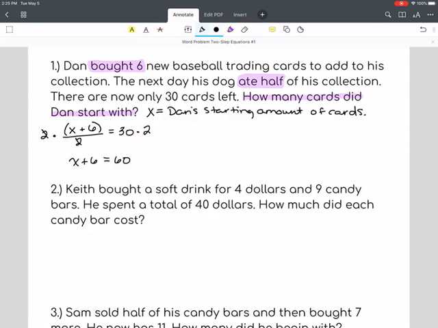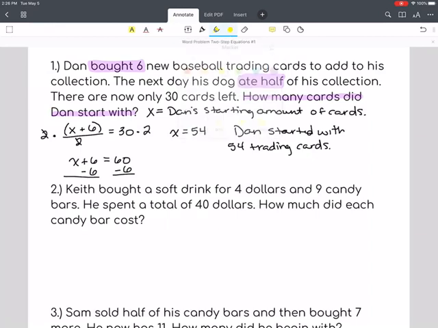So then you only have one more step before X is by itself, before it's isolated. I have plus 6. The inverse of plus 6 is to subtract 6. So when you do that, you end up with X equals 54. So I know that Dan started with 54 trading cards. And that is my answer. I'll highlight it yellow.